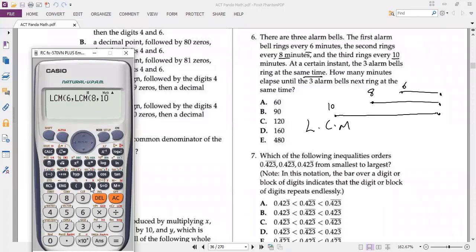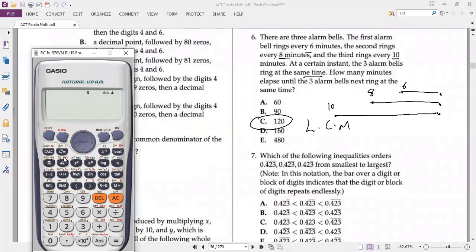We have 10, close parentheses, second parentheses and first parentheses. Now we got the answer, 120. So what do we have to do if we don't have this kind of calculator? We can use the fractional way.